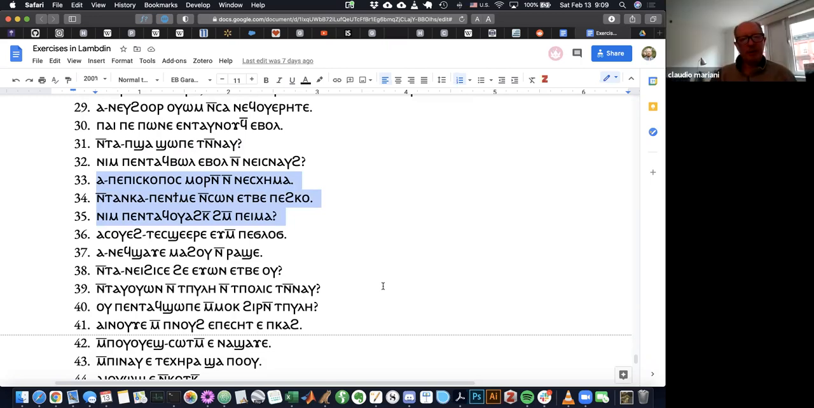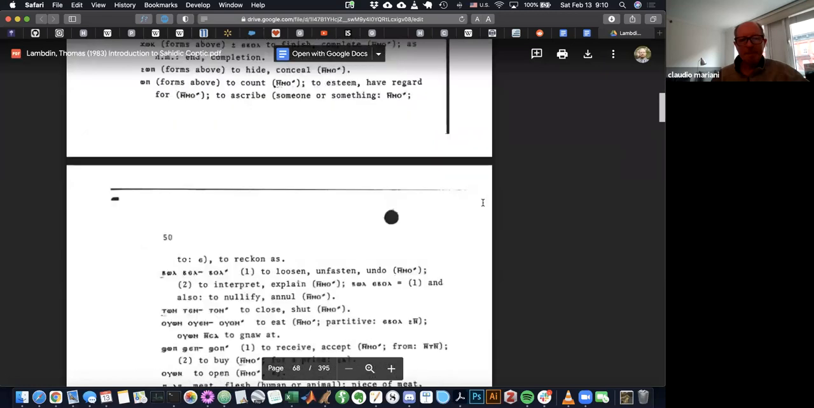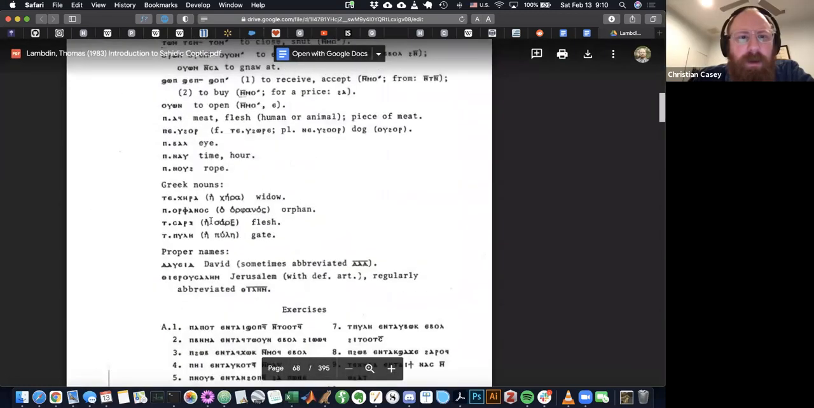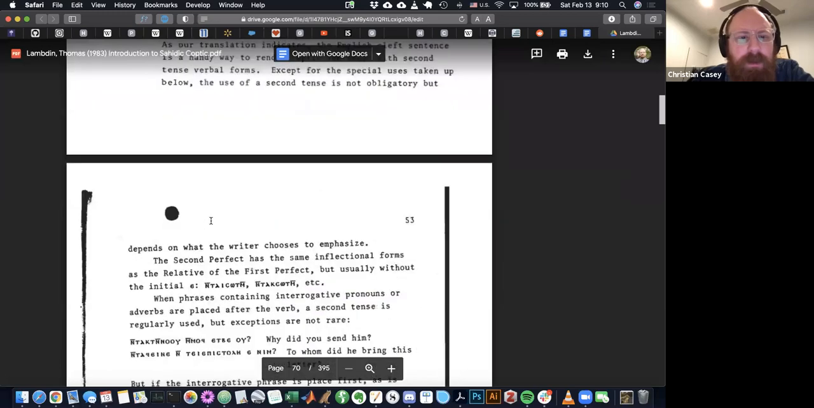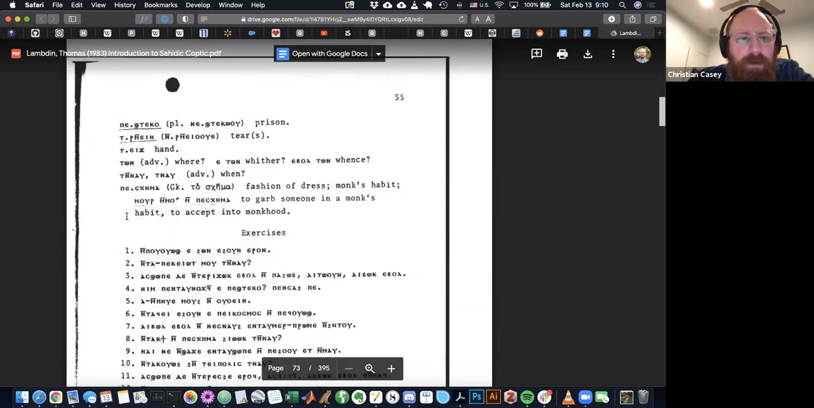Number 33. Apepiscopos moren en schema. The bishop accepted us into monkhood. Does Lambda give that as an idiom? It's literally to bind someone in the monk's habit. I'm going to see what he says for that. It's got to be around here somewhere.